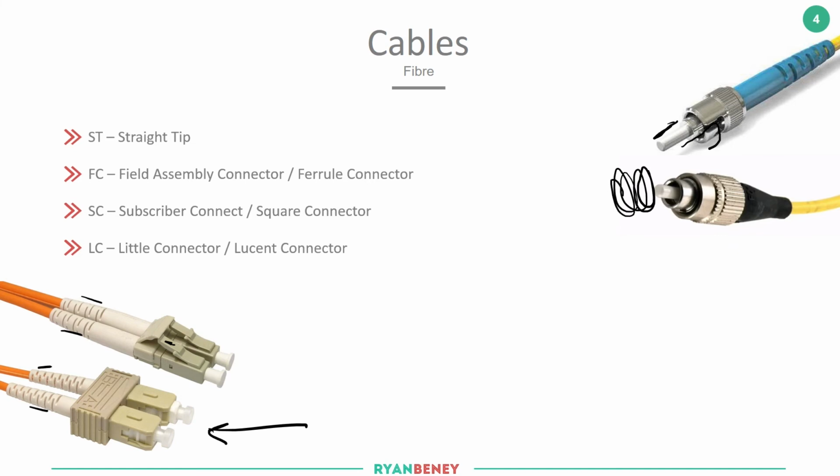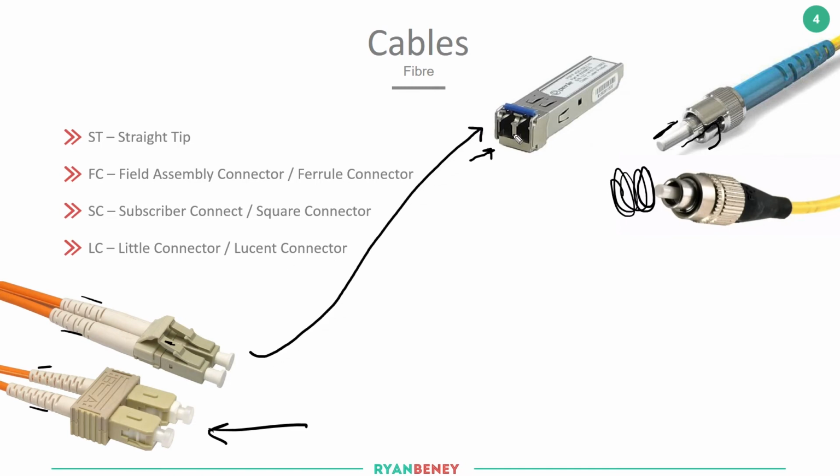Now we've seen the different types of fibres. How they actually connect into the device varies. The most common type of connectors really are the LCs, the little connectors, and they use something called an SFP. That's a small form factor pluggable, and that's this guy up here. And essentially this small form factor pluggable will plug into the device, and then this actual connection here would then slide into the SFP.